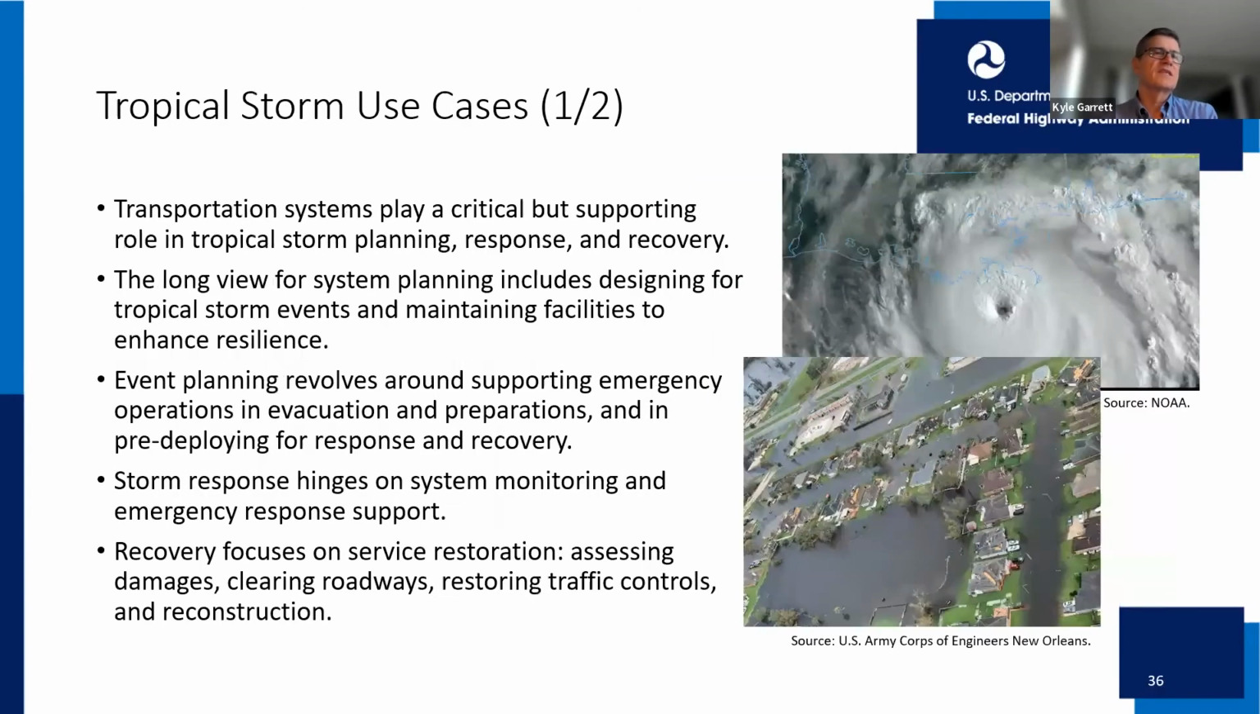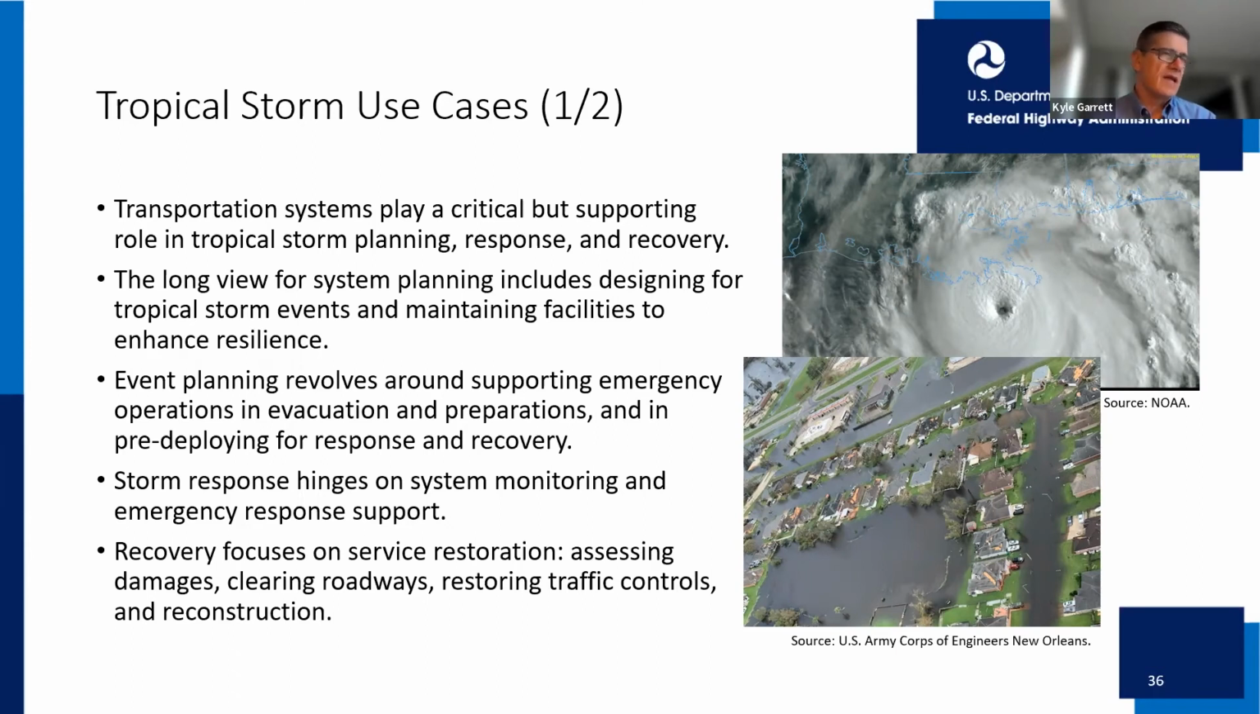Next slide, please. So we're going to make a big transition here and talk about tropical storm use cases. The figures on the right are from Hurricane Ida, which we'll talk about at some length, showing both the storm as it's approaching and about to make landfall, and then some of the subsequent flooding that happened in and around New Orleans. It was not nearly as bad as it could have been, and we'll get into that.